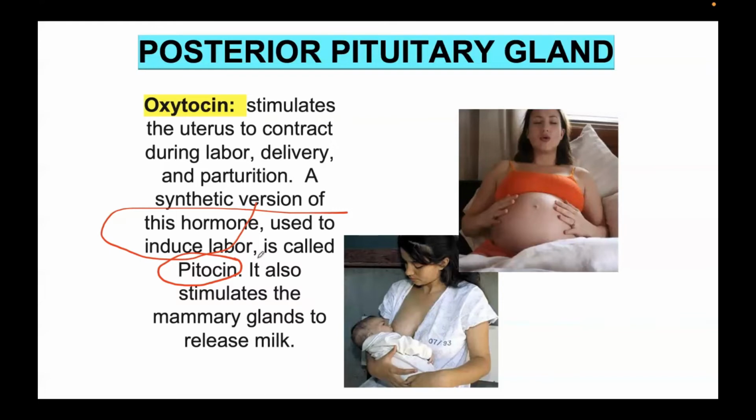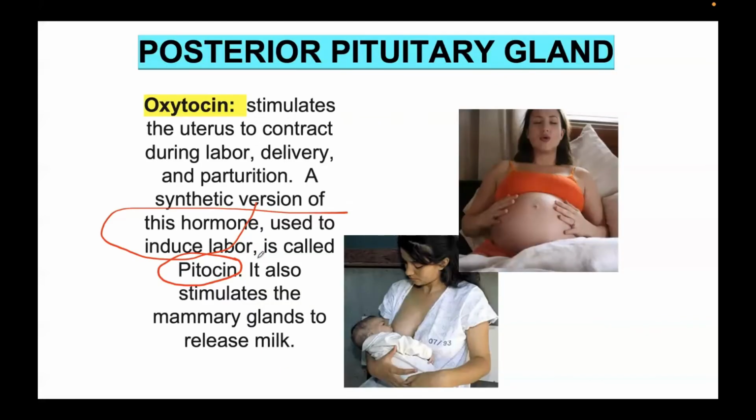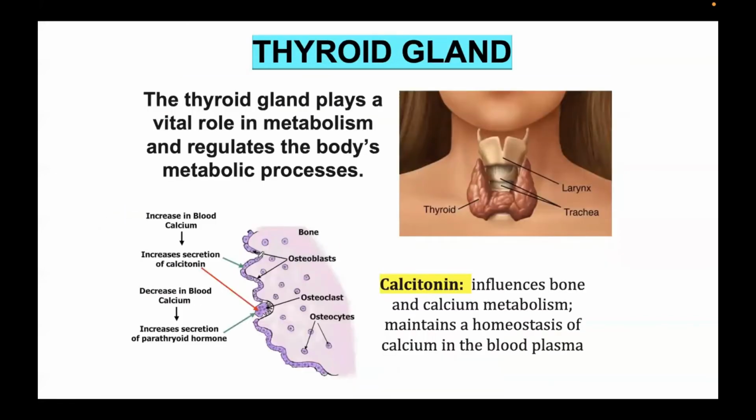Okay, so yung hormone na nare-release, yun yung tinatawag na oxytocin. So, done na po tayo sa posterior pituitary gland. Kaunti lang siya compared kay anterior pituitary gland. Punta na tayo sa thyroid gland. Thyroid gland plays a vital role in metabolism and regulates the body's metabolic processes.